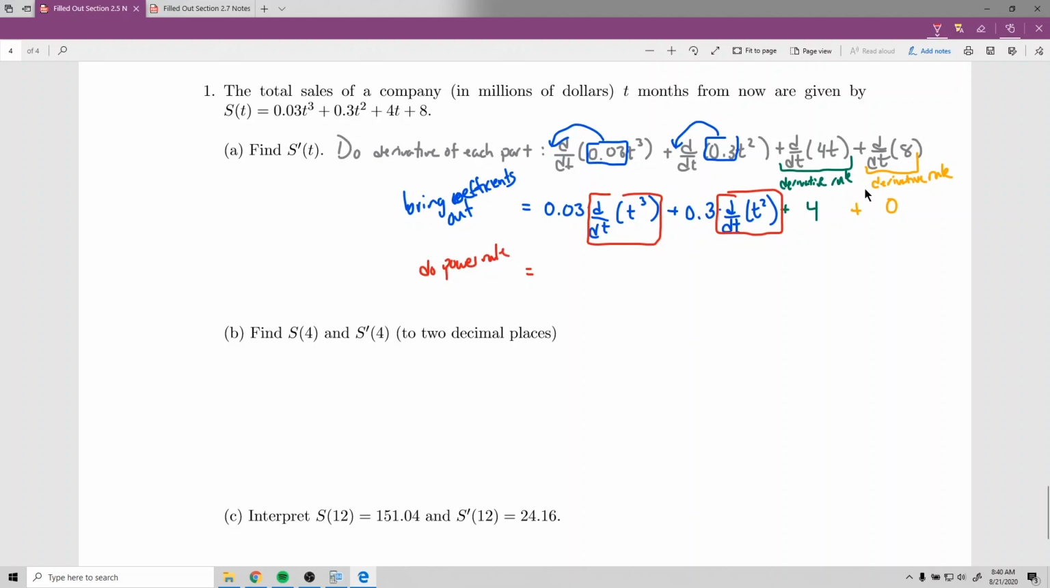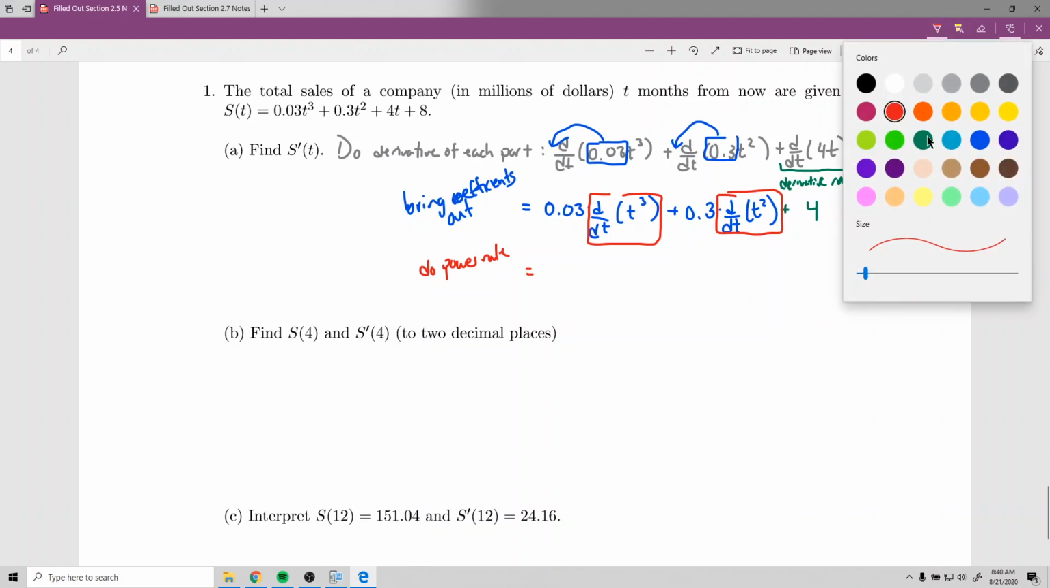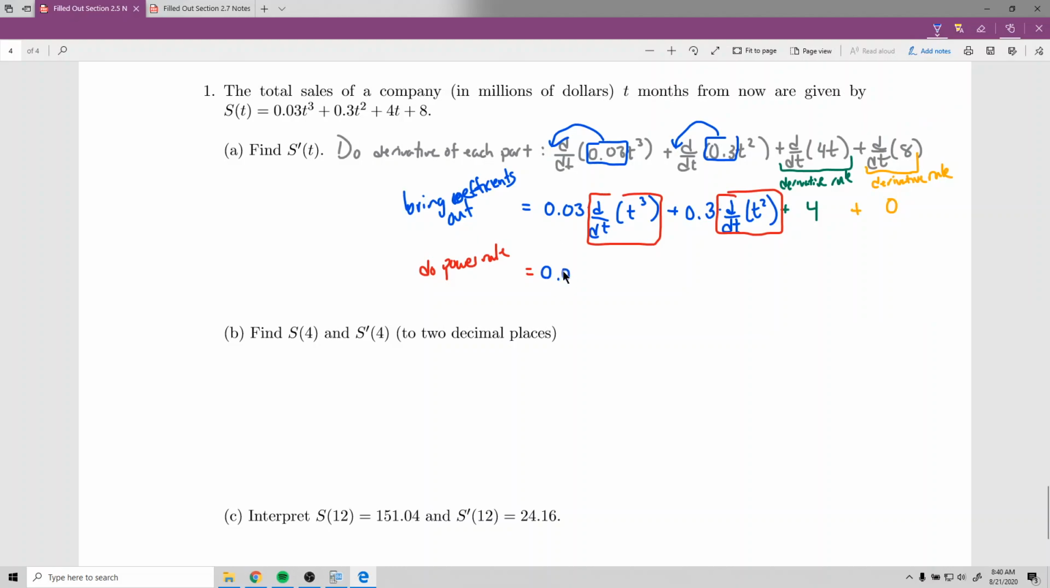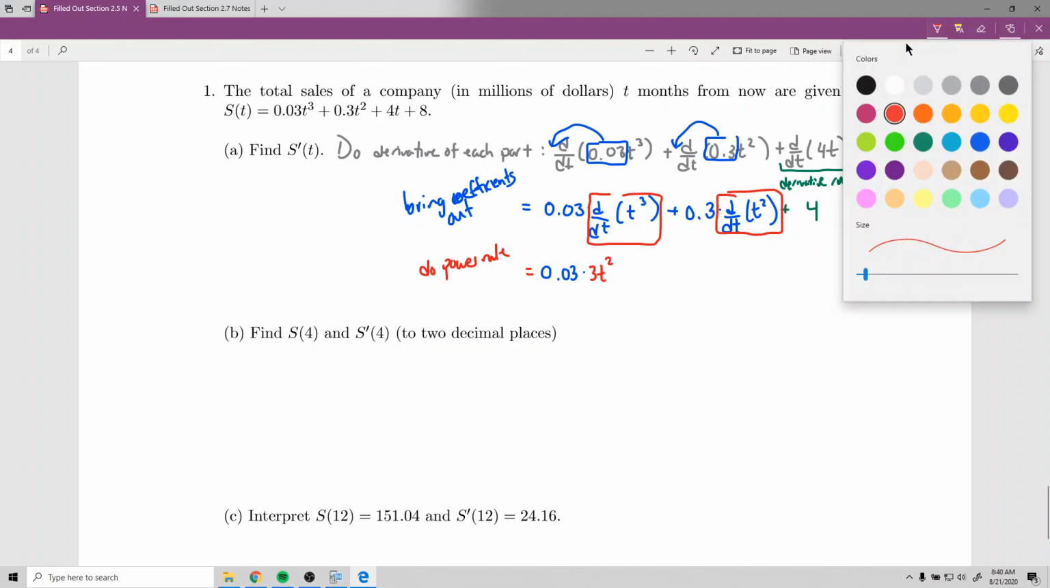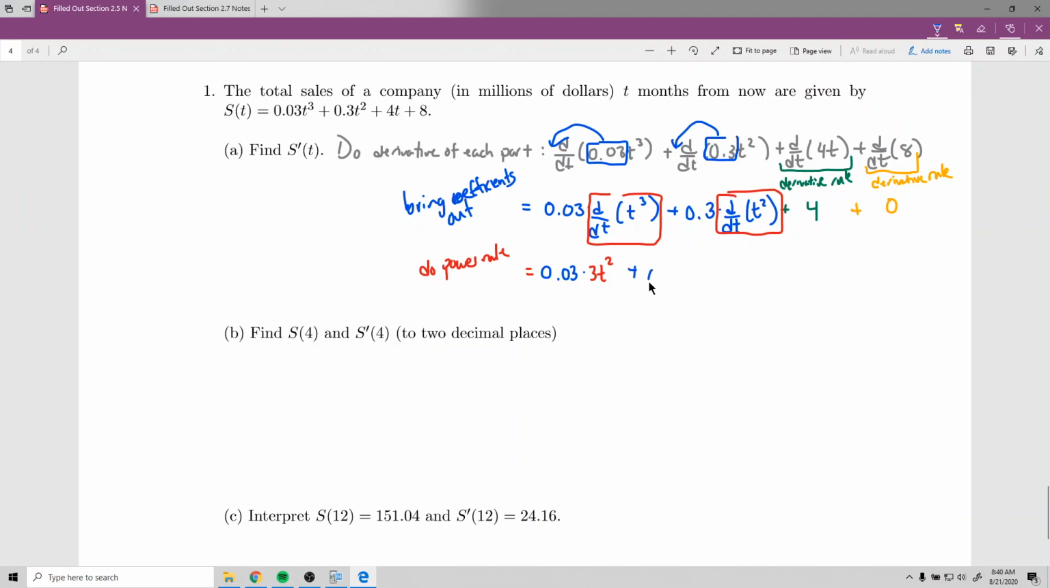Right, we've already done the derivatives on the back ones, which means they're just going to stay as they are. We got 0.03, the derivative of t cubed. We bring the 3 down, rewrite our t, subtract 1 from the power. 3 minus 1 is 2, plus 0.3, then times the derivative of t squared. We bring the 2 down, so we get a 2t, and then subtract 1 from the power, so the power is 1.